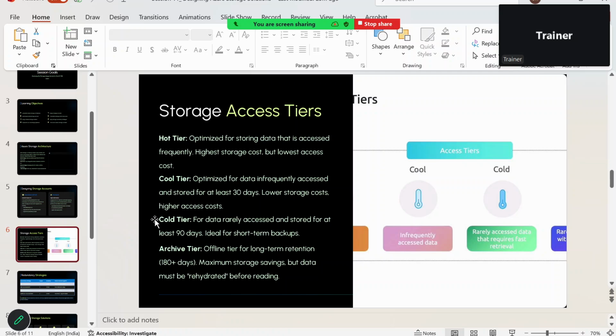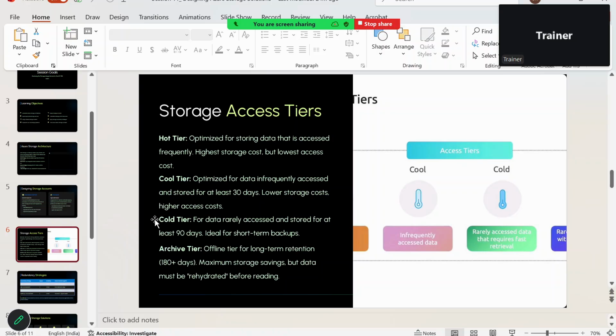Okay, so let's take some easy AZ-305 exam tips. Some common questions: data accessed daily, the answer will be hot tier. Data accessed monthly, the answer will be cool tier. Compliance data retention for 7 years, the answer will be archive tier.